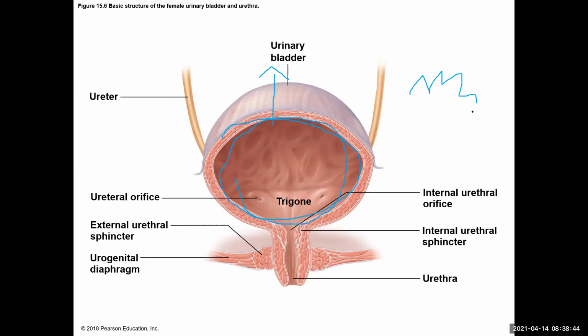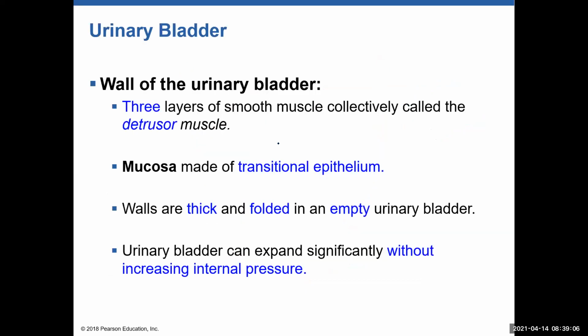When there is less urine, it will collapse, the way we spoke about the stomach, when there is no food, it is thrown into rugae. Remember rugae in the stomach? So it's the same thing. When there is no urine, its wall collapses and is thrown into rugae. And when there is a lot of urine, it will flatten and the rugae will disappear.